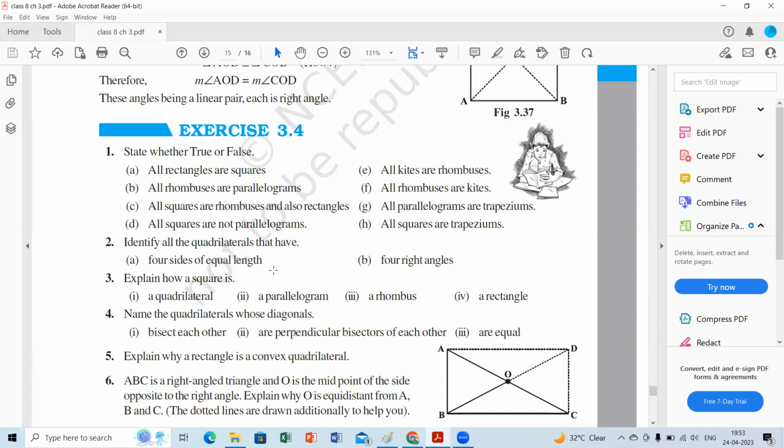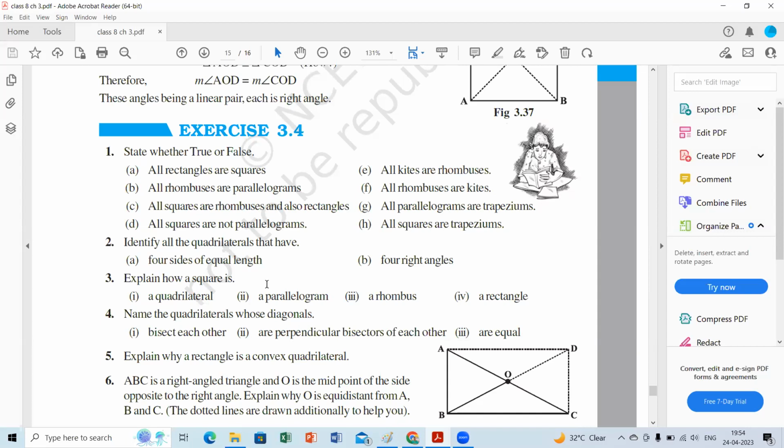All rhombuses are kites. All squares are rhombuses and also rectangles. Check the properties of square, rhombus and rectangles, so you can connect with those, children. Yes, Shrestha, all squares are rhombuses and rectangles.